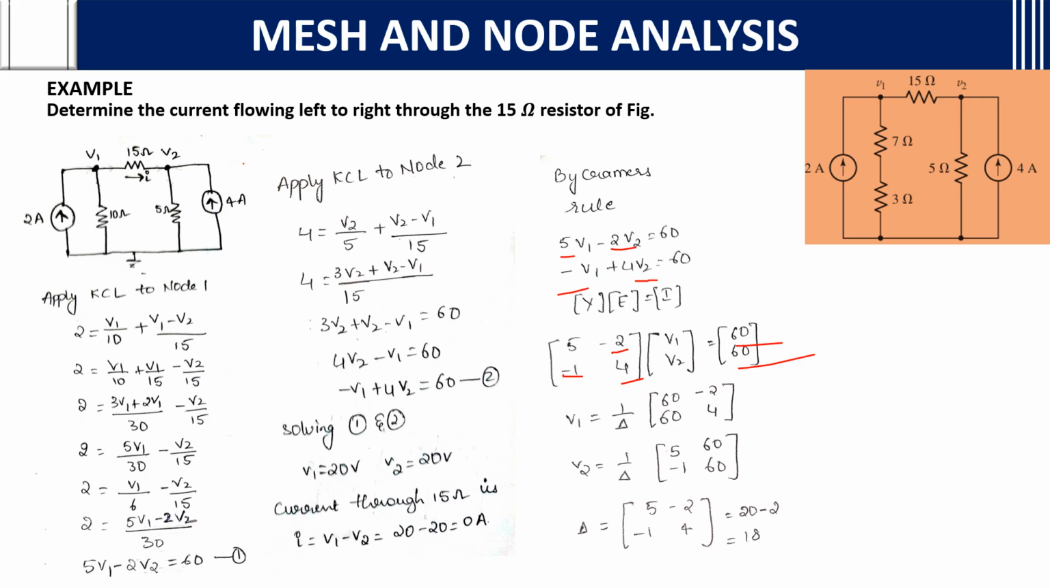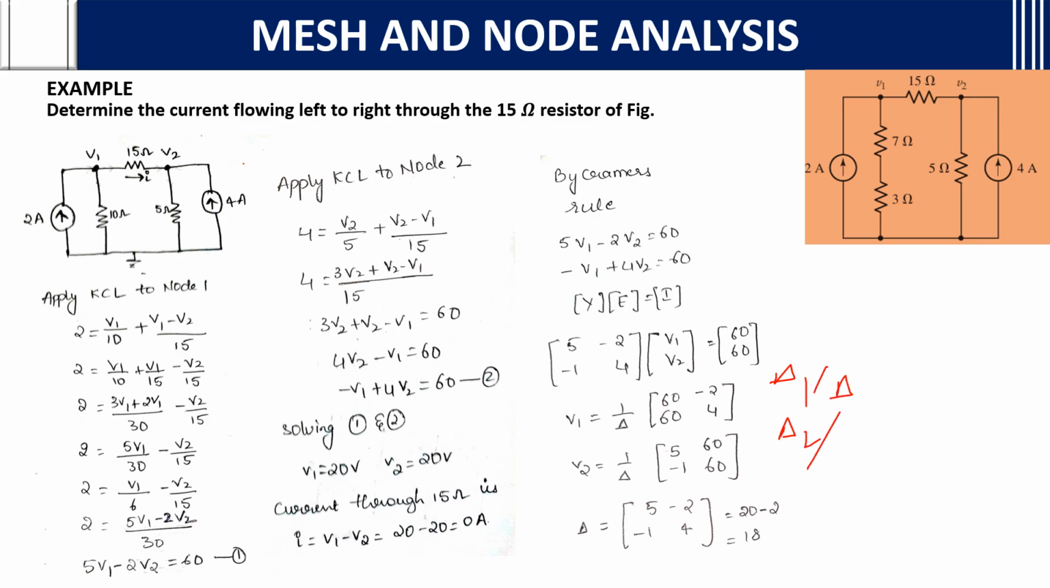Then for V1, if you want, 1 by delta into, for V1 what we need to do is the first column needs to be replaced by this: 60, 60, minus 2, 4. For V2, the second column needs to be replaced by the right side column, 60, 60, and then 5, minus 1 is the same. After that, for finding V1, this 60, 60, minus 2, 4 is nothing but delta 1, and 5, minus 1, 60, 60 is delta 2. So V1 is delta 1 by delta and V2 is delta 2 by delta.